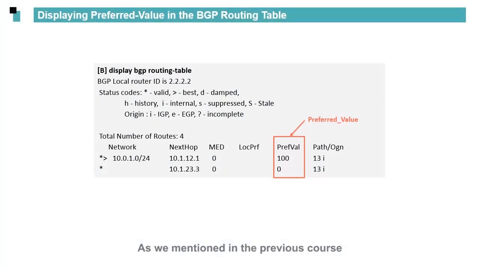As we mentioned in the previous course, to check the BGP routing table, run the display bgp routing-table command. The BGP routing table contains all BGP routes, including those to the same destination. Among the routes to the same destination, BGP selects one route, marks it with a right-angle bracket at the beginning of the route in the BGP routing table, and adds the route to the IP routing table. Because the preferred value of the route received from R1 is increased, this route is preferred.